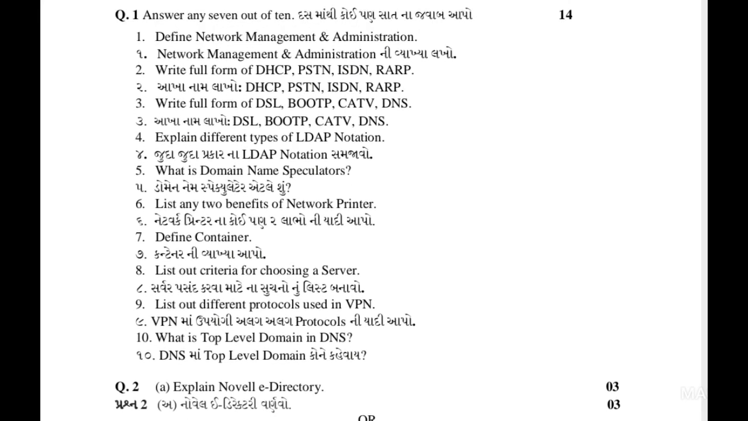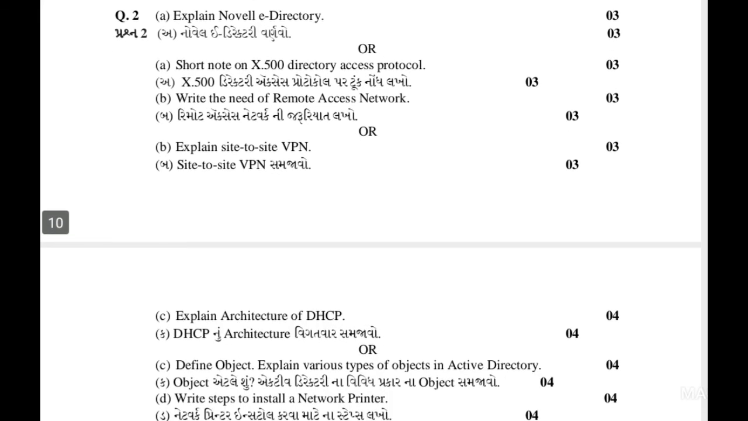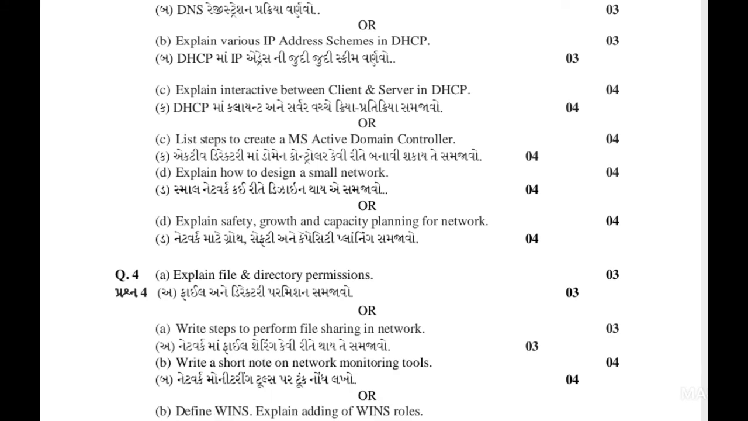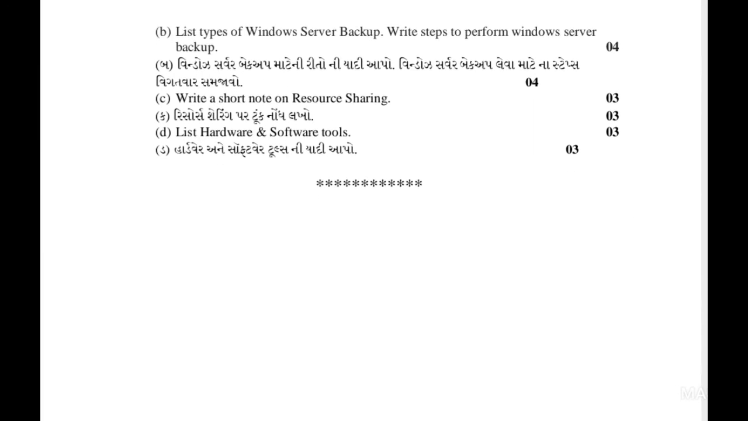Question number 1 contains 14 marks. Then question number 2. Then here question number 3 and question number 4 and the last one is question number 5.